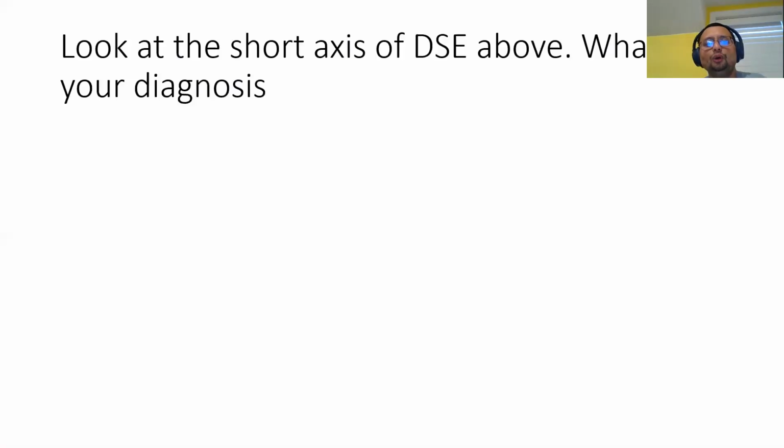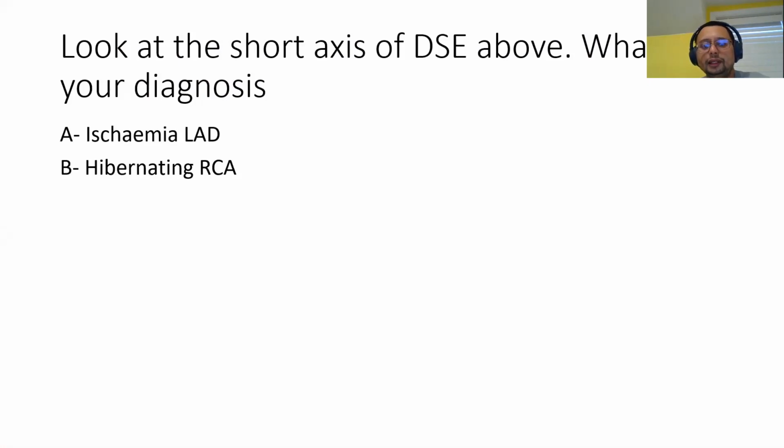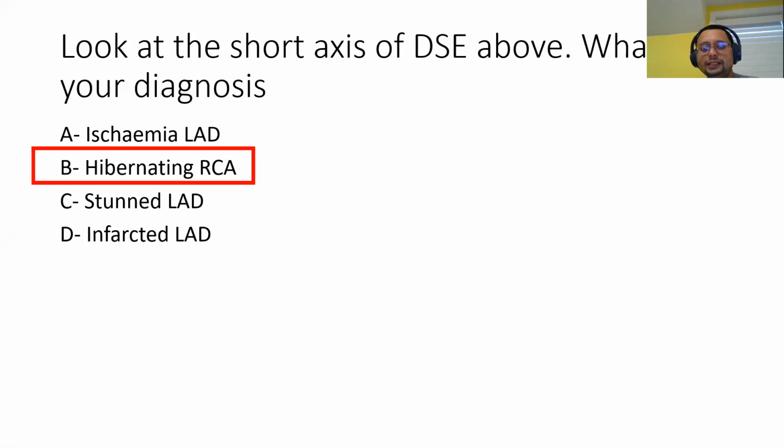All right. So looking at the short axis of DSE above, what is your diagnosis? Is this ischemia of the LAD? Is this hibernating right coronary artery? Is this stunned left anterior descending artery? Or is this infarcted left anterior descending artery? Okay. So the answer for this one is hibernating right coronary artery.